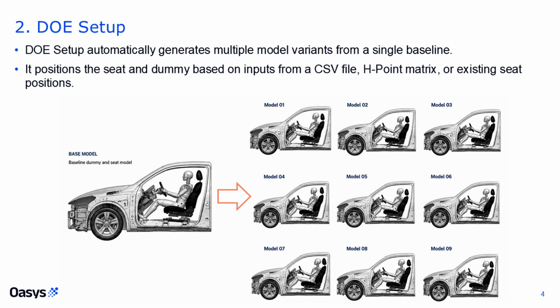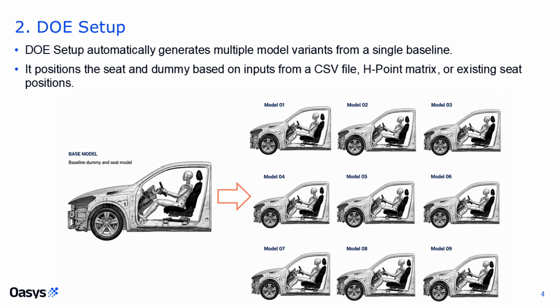After the baseline setup is complete, we move to DOE setup. Alternatively, we can use the DOE setup directly if we already have a baseline model ready. The tool automatically generates multiple model variants from a single baseline model. Seat and dummy positions can be driven from a CSV file, an H-point matrix, or existing seat positions. Instead of manually creating each configuration, the tool generates all required variants automatically, making large DOE studies much faster and more consistent.